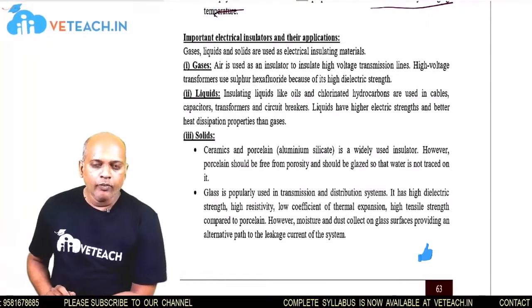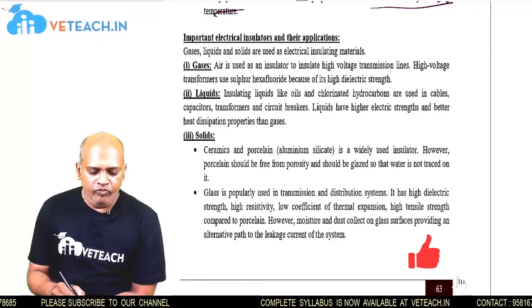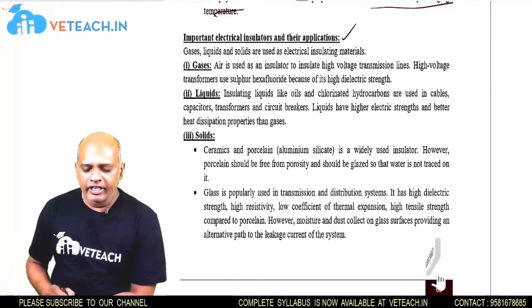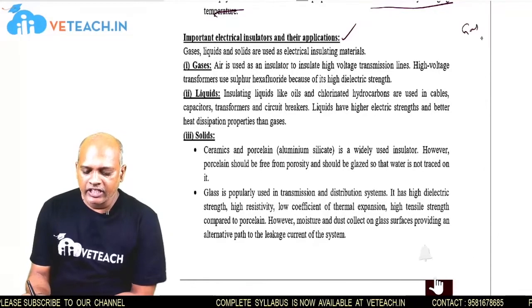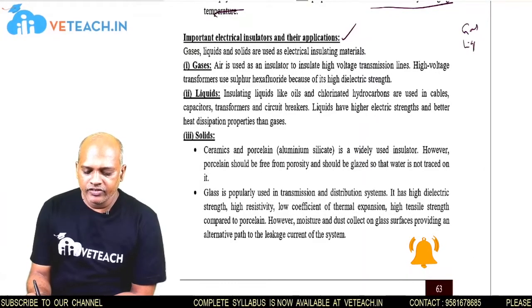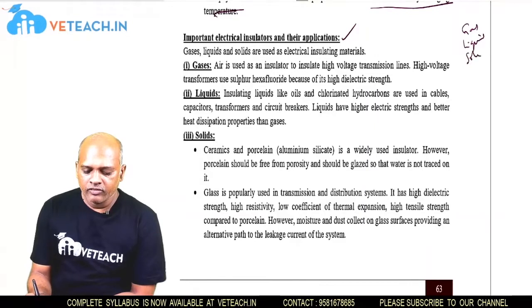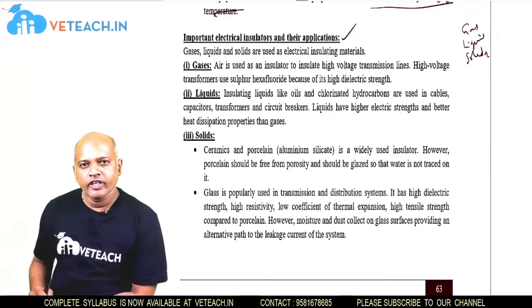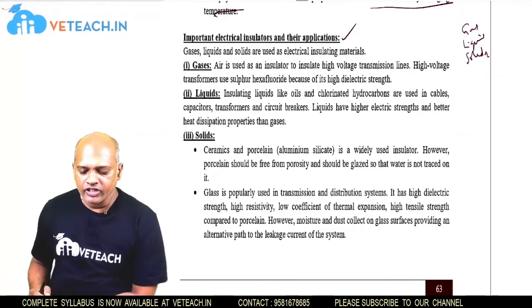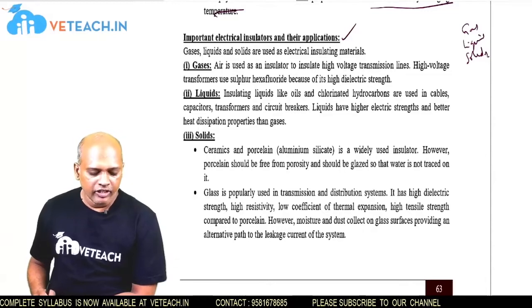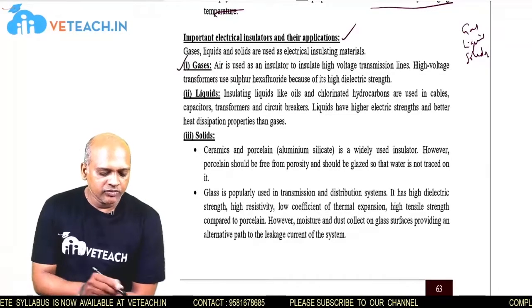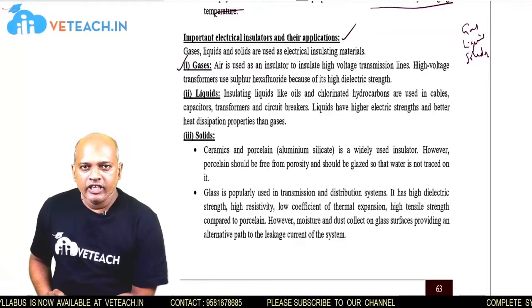Next, what are the applications of the electrical insulating materials? The electrical insulating materials may be gases, liquids, or solids. That means electrical insulators may be in any form or any physical state: gas, liquid, or solid. The important gas of electrical insulating material is air.